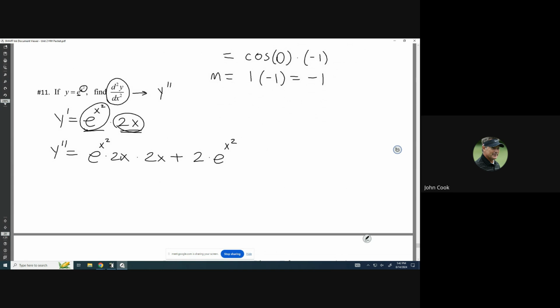I'm tempted, oh man, I'm so tempted to simplify this, but nah, you know what, I got other stuff to do. I'm kind of busy, so I'm just going to leave it like that. I'll let some other person simplify it for me. Okay, number 11 is done now.